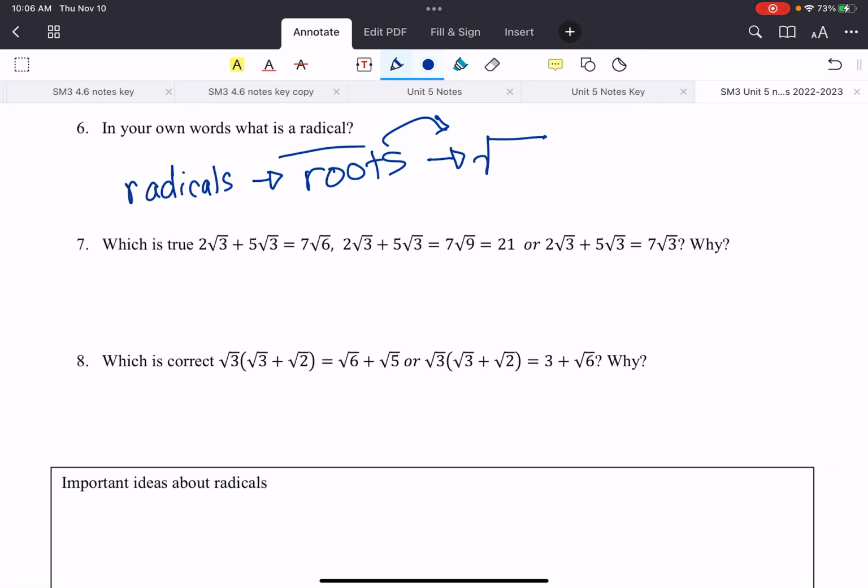Radical is just the square root symbol. Radical is the name for the root symbol. There are square roots, fourth roots, and cubed roots.